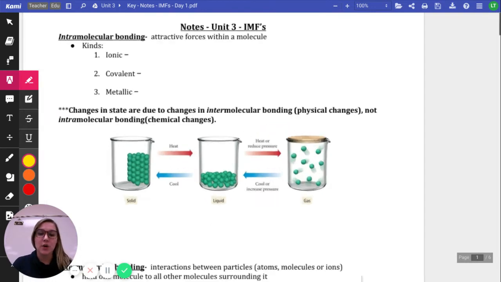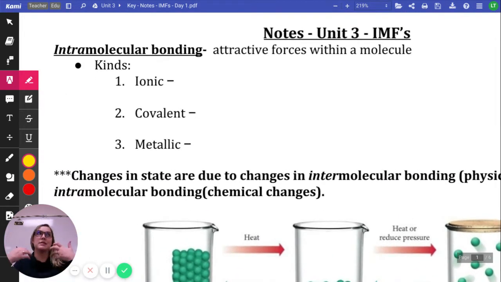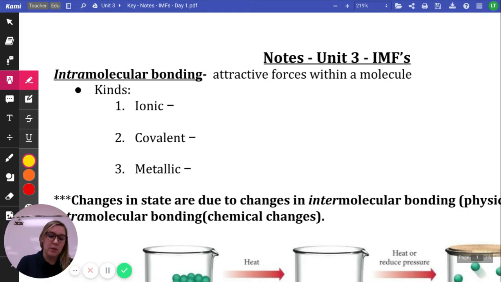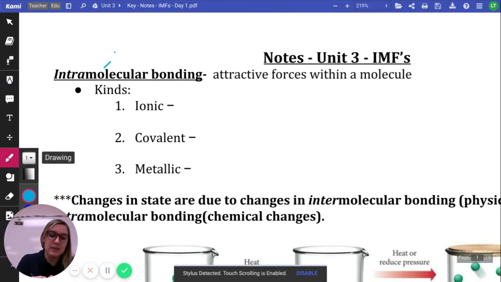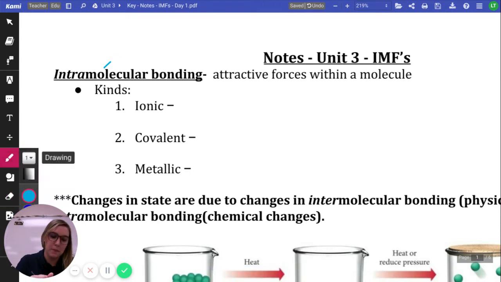Okay, guys, so IMF stands for intermolecular forces. What we're going to talk about really quickly in this part of the video is intramolecular versus intermolecular. Intra is like inside, all right? So intramolecular forces are attractive forces within a molecule. How I think of them is that this is what holds the molecule together.